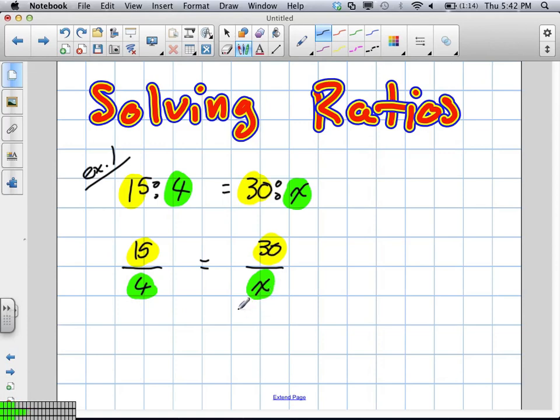Okay, there's a couple ways to do this. One way is to think in your head, do a lot of mental math. What do I do to get from 15 to 30? What do I need to multiply by? 2. So in other words, whatever I do at the top, I've got to do to the bottom. 4 times 2 would give us what? 4 times 2 is going to give us 8.